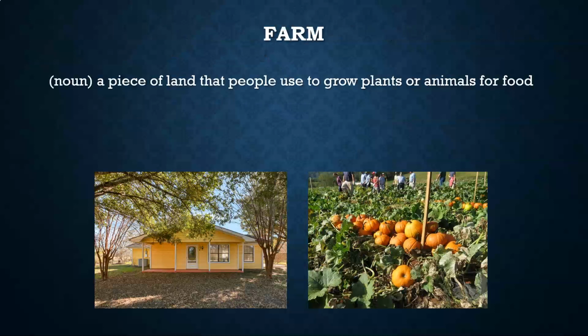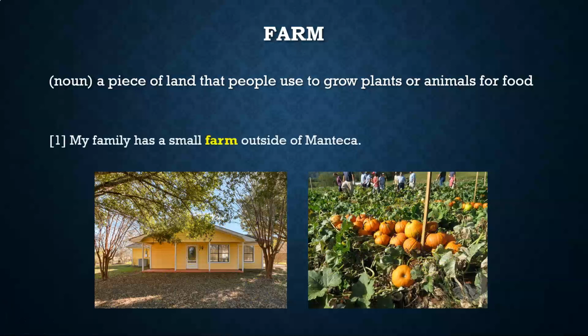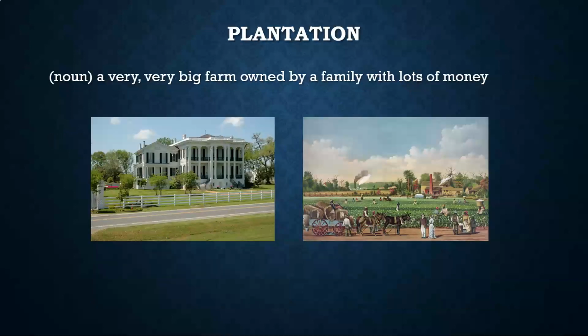The next word that you need is farm. A farm is a piece of land that people use to grow plants or animals for food. So if I have a little house and then I have some land where I'm growing some pumpkins, then I have a farm. My family has a small farm outside of Manteca.